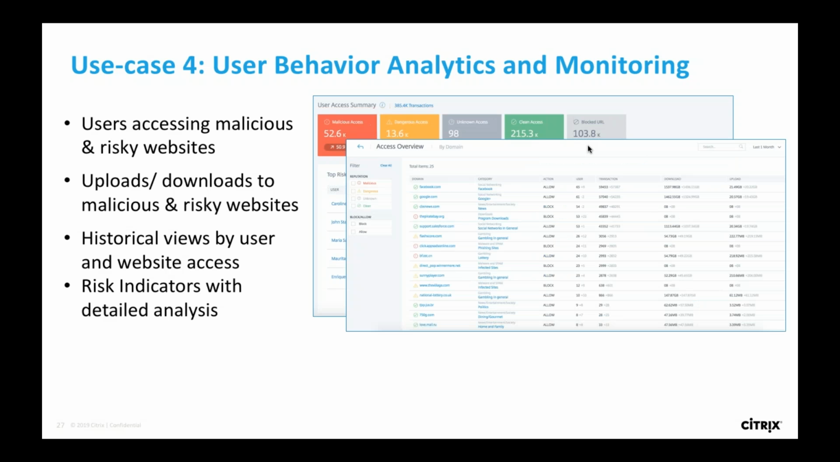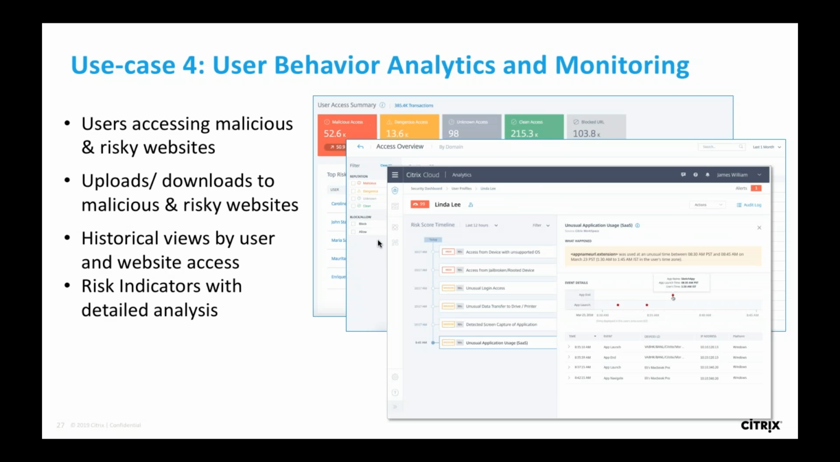Now, one other thing that we can do is provide pretty detailed drill downs based on a user's access, and you can filter all this data based on the type of access that is happening. And within that, in Citrix Analytics, we can also drill down into a specific user's access and what happened that contributed to the risk score that we provide for that user.